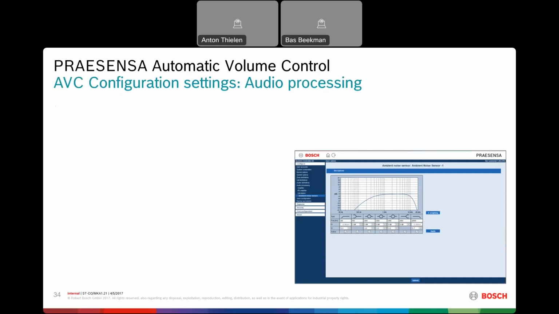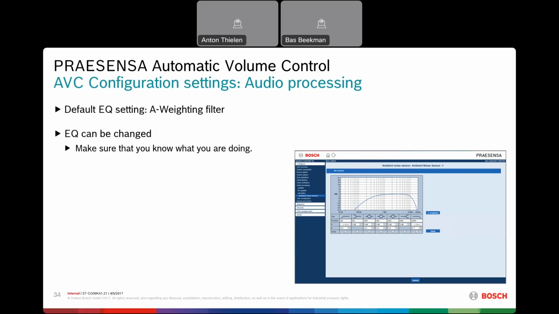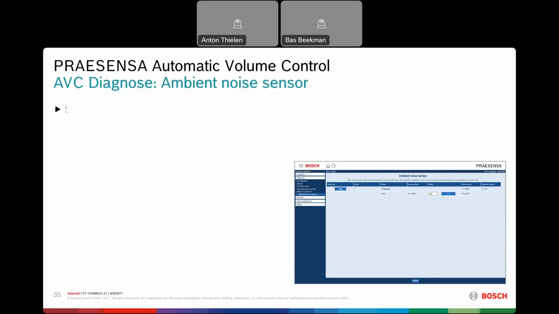Furthermore, you have then the audio processing page, where normally the standard A-weighting filter is used, which is based on the normal hearing, and you can change the EQ settings here, but make sure that you know what you're doing. So have here an acoustical expert to maybe adapt something of these EQ settings, for example, to filter out particular noise sources which you cannot avoid. So that's something which you could tune here.